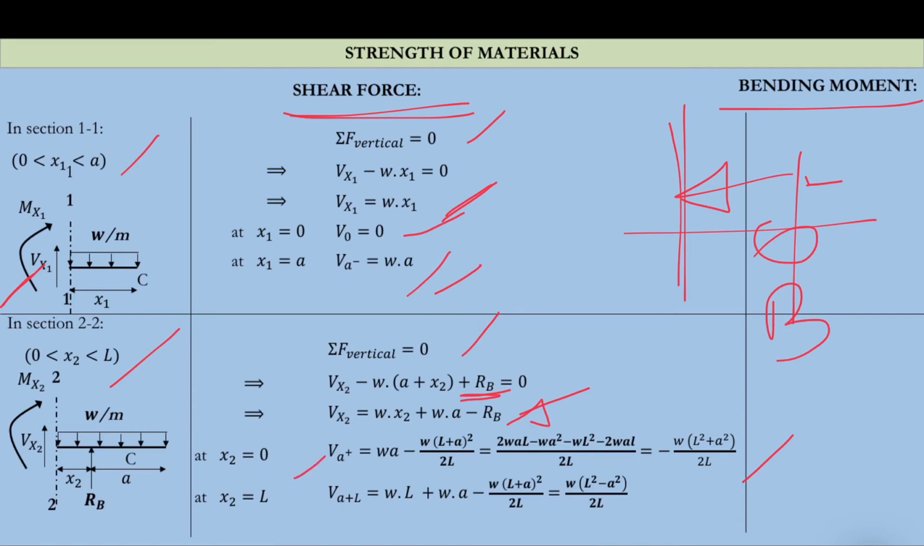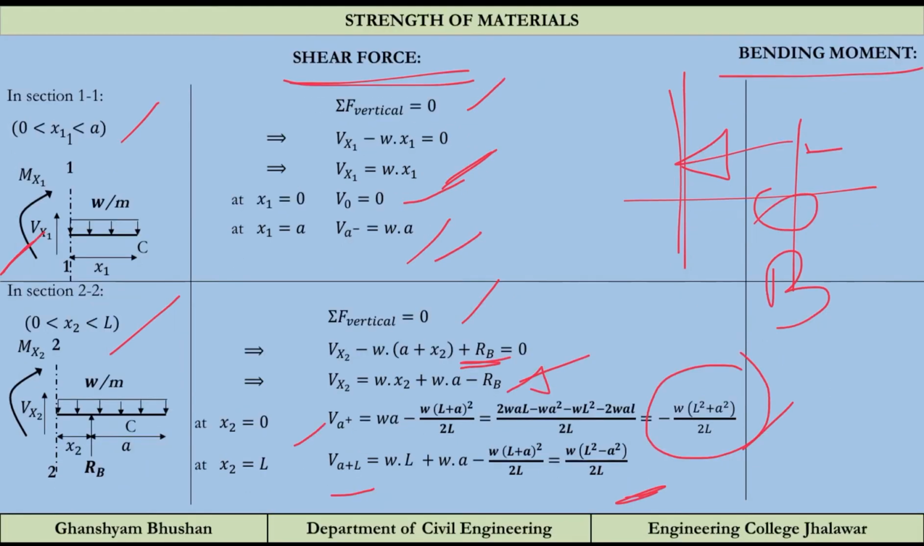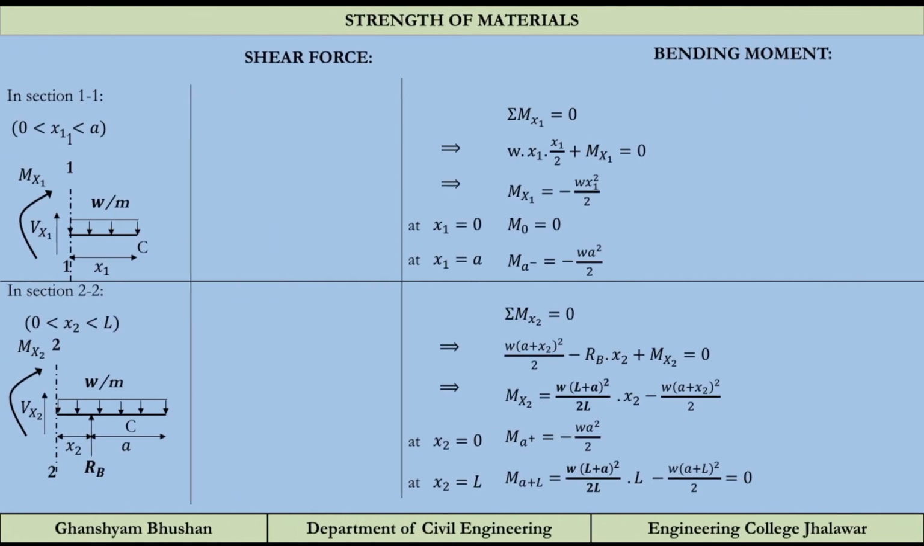By putting the value of RB, we can get the variation at support B. You can see it is coming out to be minus W times L square plus A square by 2L, and at x2 equal to L, that is at the support A, it is coming out to be equal to the vertical reaction at A, that is W times L square minus A square by 2L. So it is correct, as the two values are coming the same. Now let us see how the bending moment is going to change.